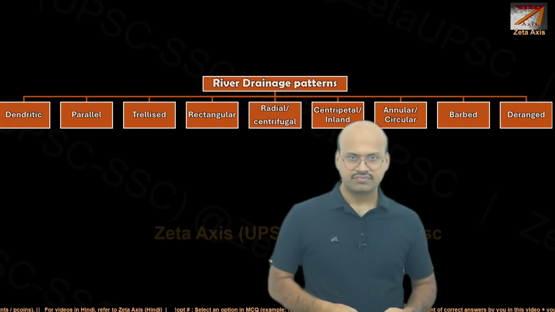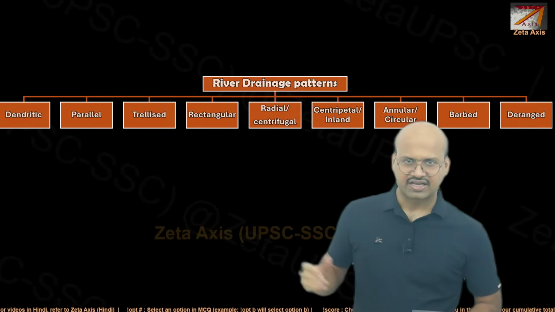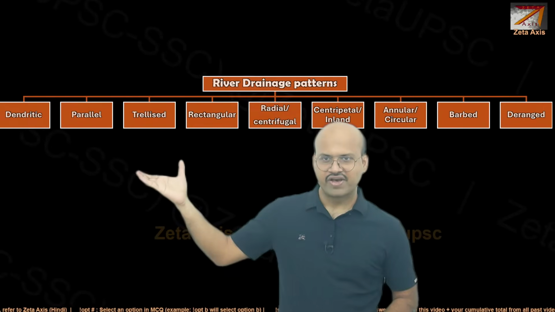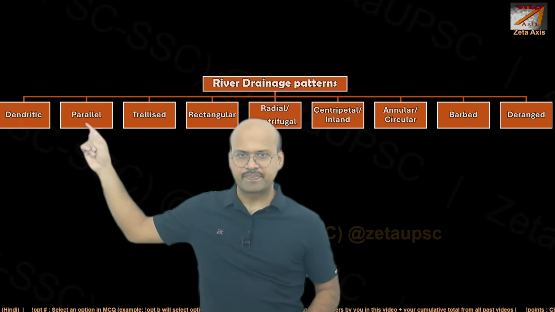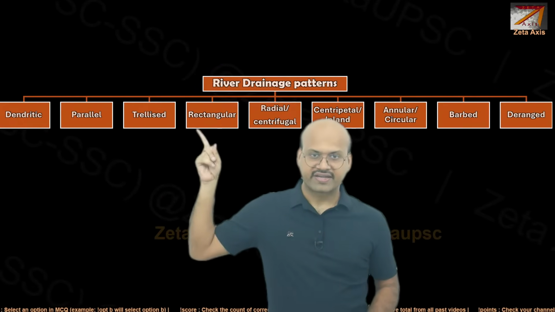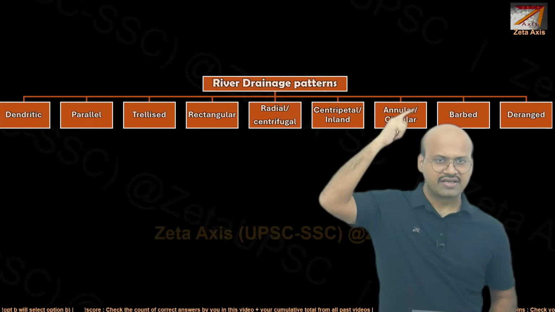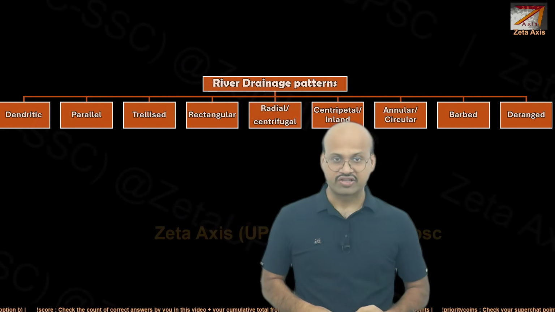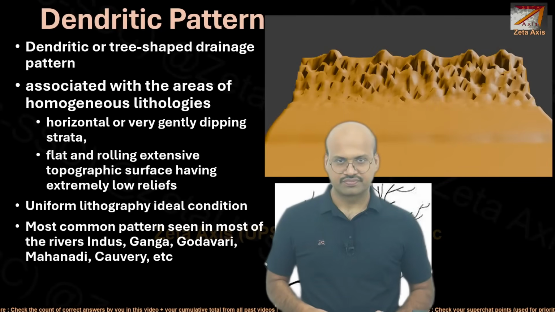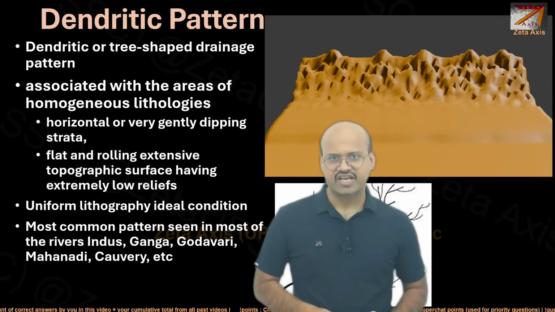Davis. So here is the classification we are going to see today, where it is classified into dendritic, parallel, trellis, rectangular, radial, centrifugal, centripetal, inland, annular, barbed and deranged. We will see all these patterns in this video. So the first is the dendritic pattern.